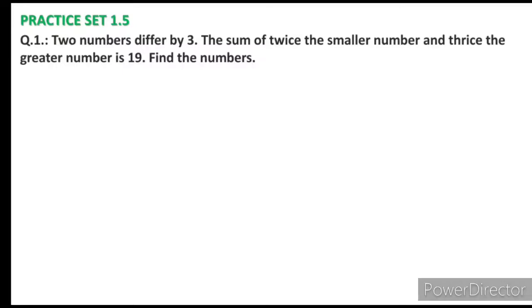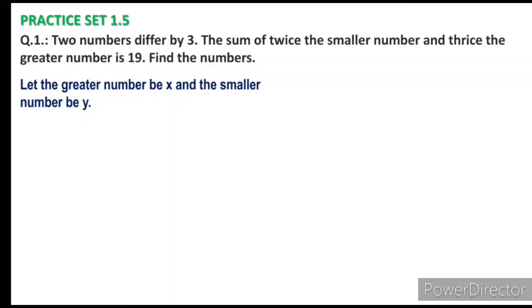Numbers means there will be two numbers. So your condition says there is one smaller number and one greater number. So we are going to suppose it, let the greater number be x and the smaller number be y. Then from the two given conditions we are going to make two equations. Two numbers differ by 3. Differ means minus. So two numbers differ by 3 means the subtraction of two numbers is 3. So here the greater number is x and smaller number is y.